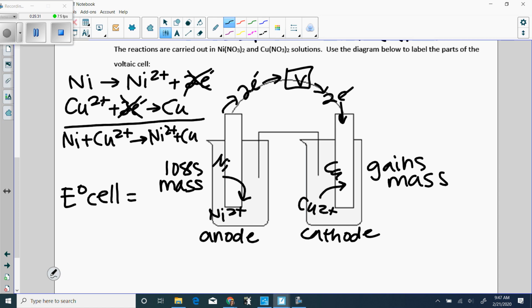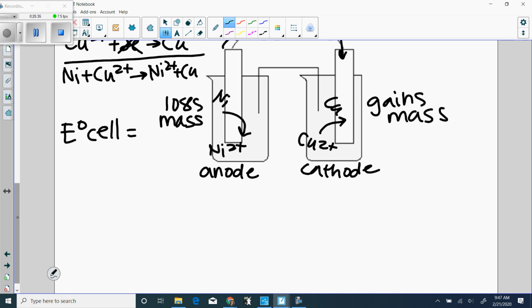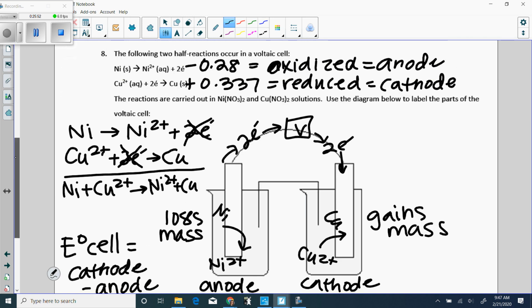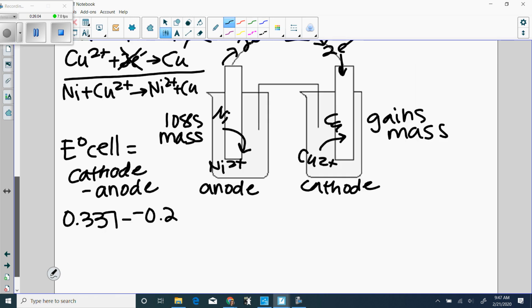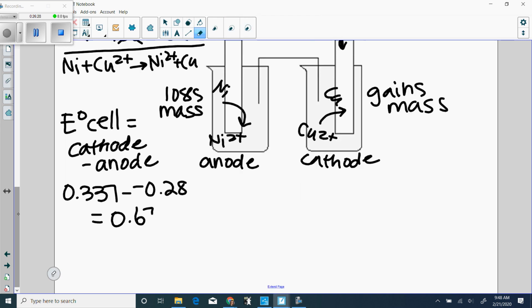And one math equation for today. I can figure out the volts that are released by the whole thing by taking cathode minus anode. Cathode minus anode. So my cathode number, I was already really organized. I have it listed, 0.337. Minus a negative 0.28. I know that's adding, but it's cathode minus anode, even if it's minus a negative. Somebody push a button. 0.617.